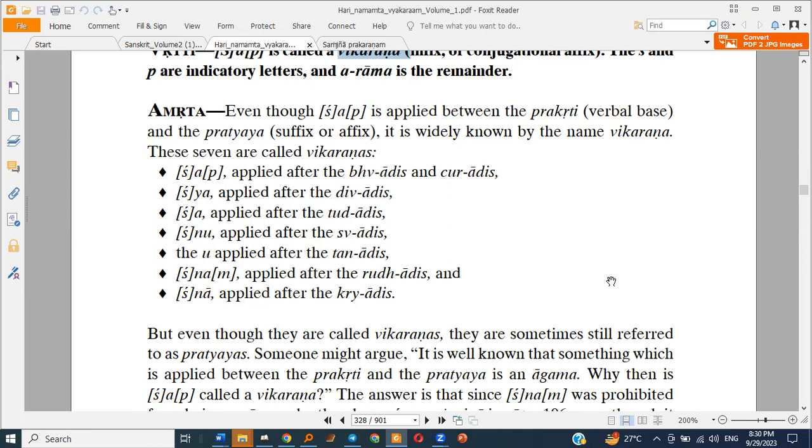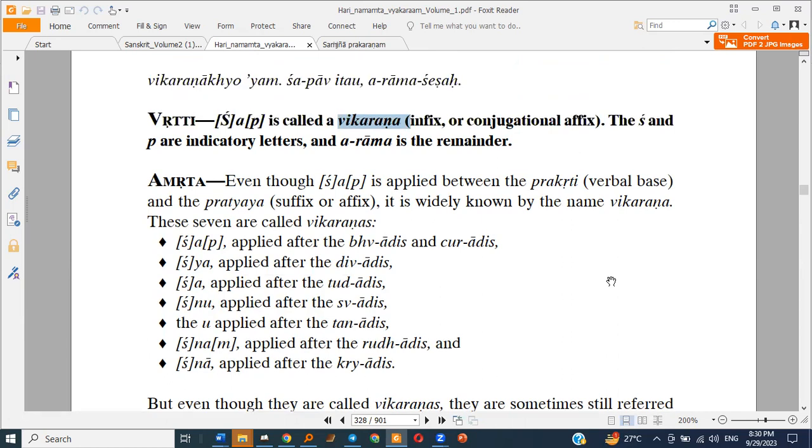So here in the Bhvadi Gana, the first class, the Shap is the vikarana. The Shap is the pratyaya. And then here is the list also of which gana has which vikarana. In Divadi Gana, Shyan will be used. Tudadi Gana, Sha, Svadi Gana, Shnu. For example, like this, different ganas, different vikaranas, and we get different forms.